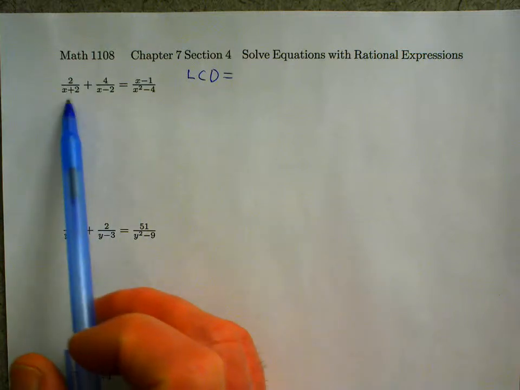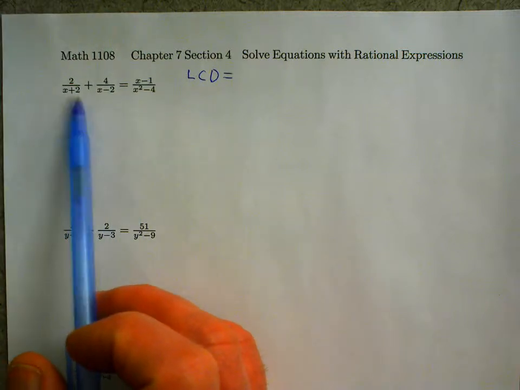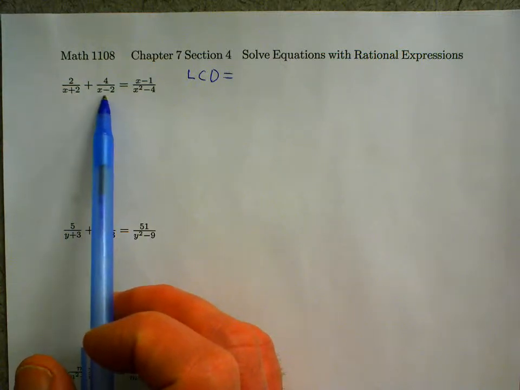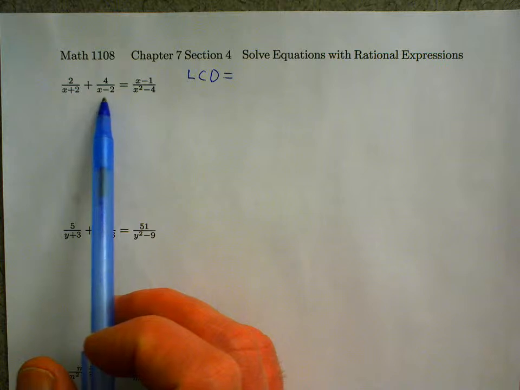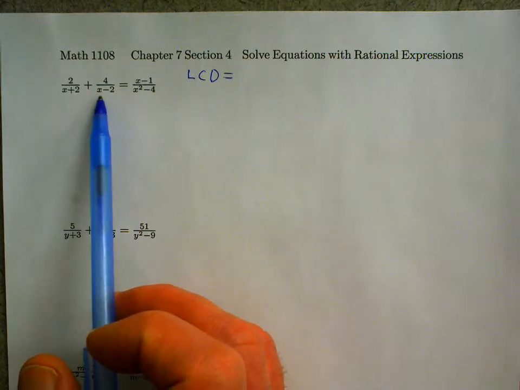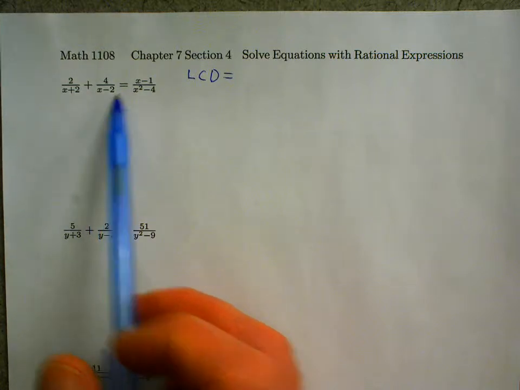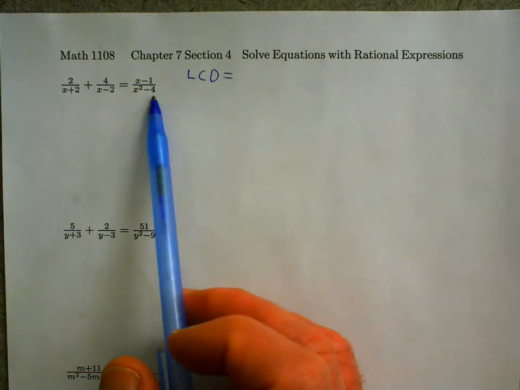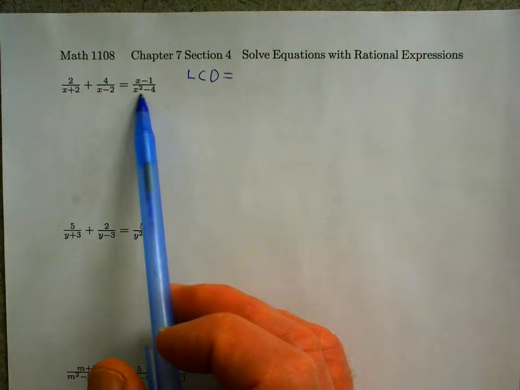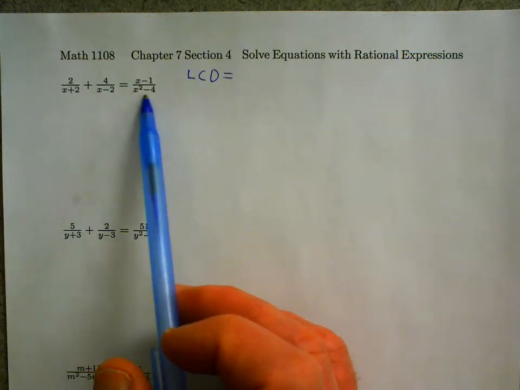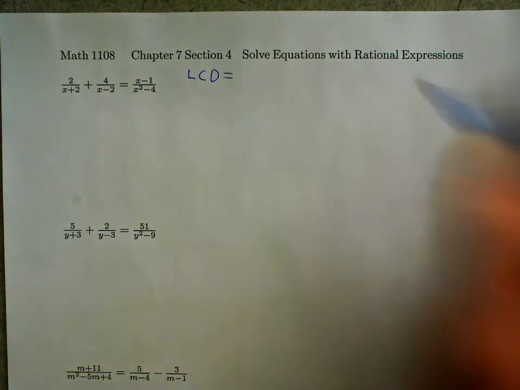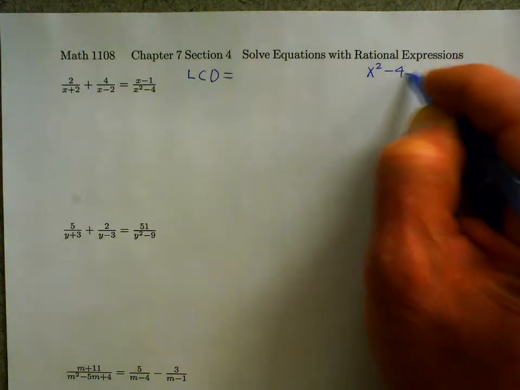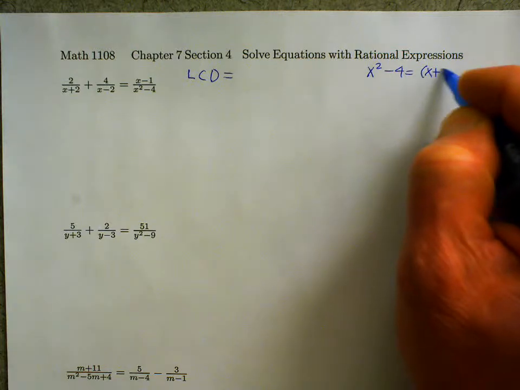Okay, this denominator on the left has a binomial factor, x plus 2. The next rational expression has a denominator of x minus 2. The denominator on the right side is x squared minus 4. X squared minus 4 is a difference of squares, which can be factored. So note that x squared minus 4 is x plus 2 times x minus 2.